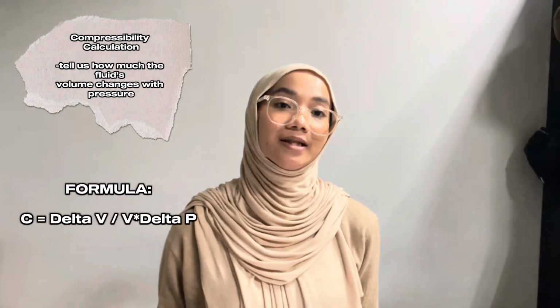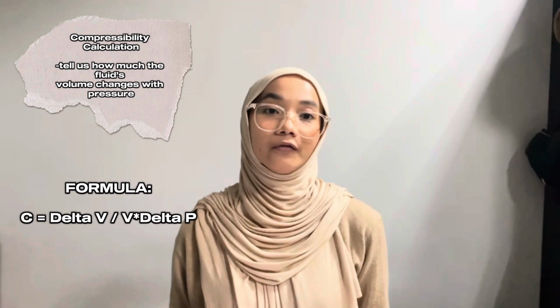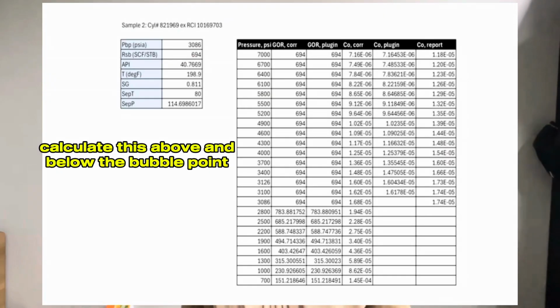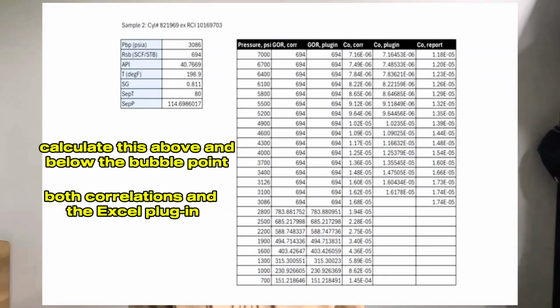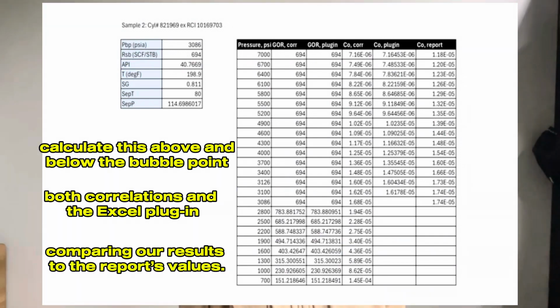Second, compressibility calculation. Next, we need to calculate the compressibility of the fluid, which tells us how much the fluid's volume changes with pressure. So we will use the formula C is equal to delta V over V times delta P. We will calculate this below and above the bubble point using both correlation and Excel plugin. And then we can compare the results with the report values.